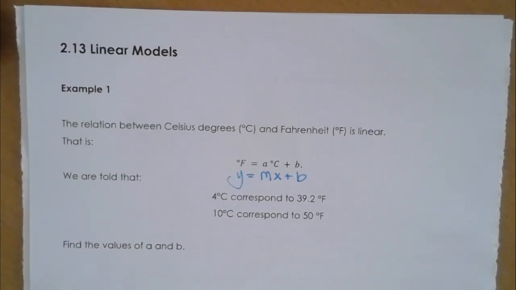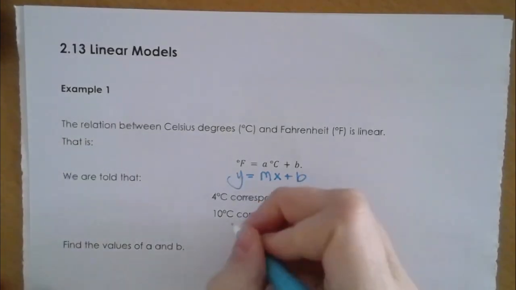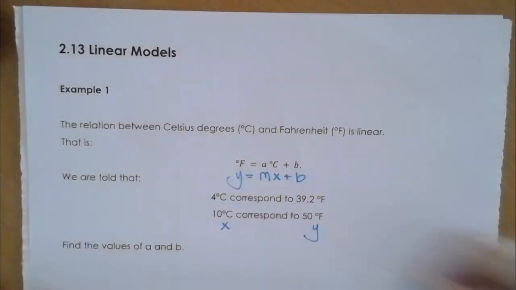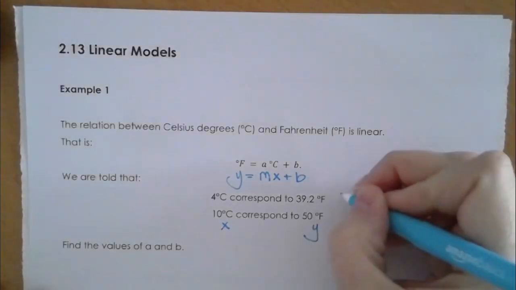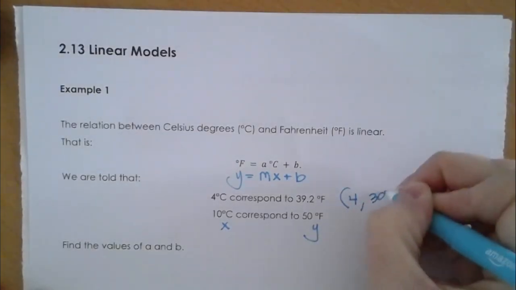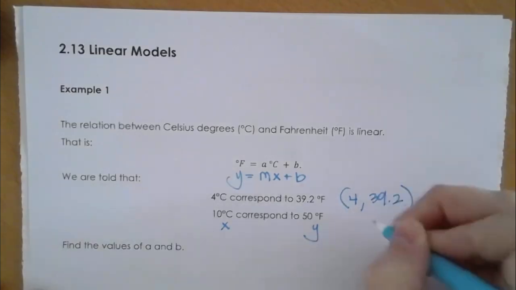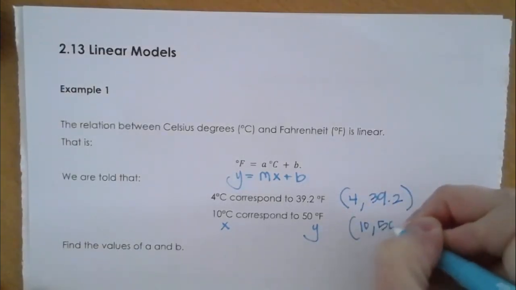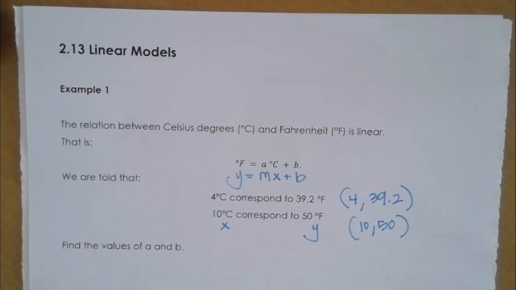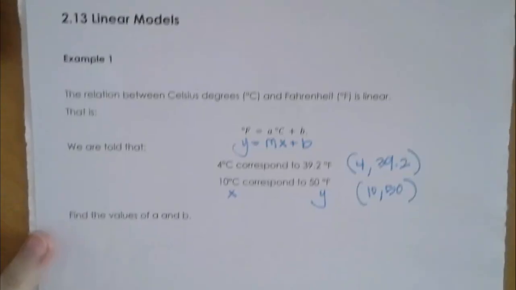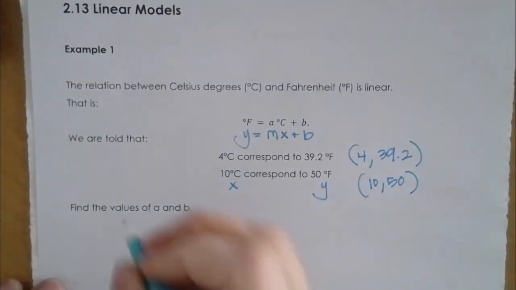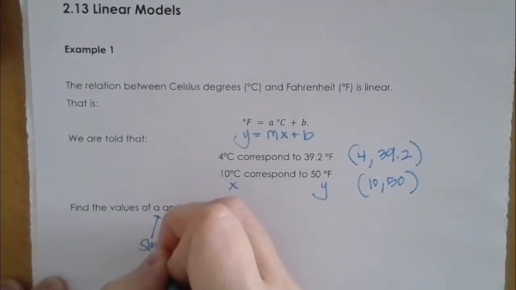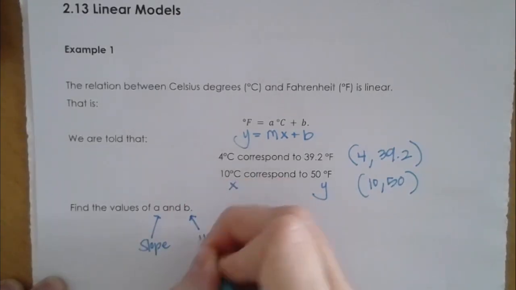We're told that 4 degrees Celsius corresponds to 39.2 and 10 degrees Celsius corresponds to 50. So what they've basically done, since the C's are X's and the F's are Y's, they've given you two ordered pairs, (4, 39.2) and (10, 50). So if that helps you to write them as ordered pairs, go ahead and do that. Now, we want to find the values of A and B. So in the terms that we're used to, the A is our slope and the B is our y-intercept.